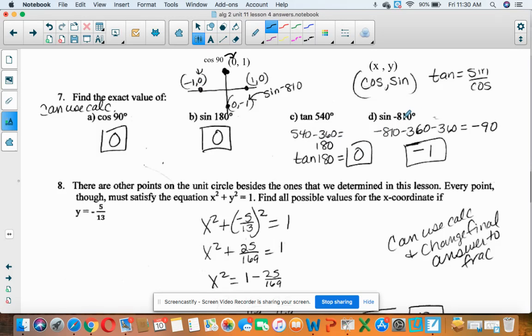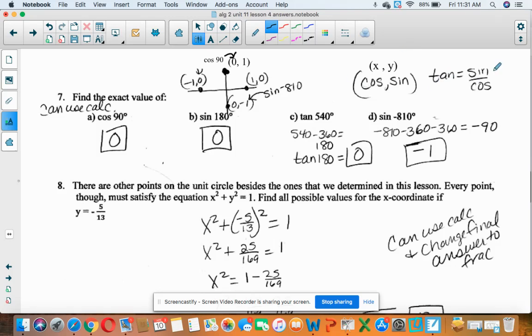And sine of negative 810, so I am subtracting 360, and that's really the same thing as negative 90. Negative 90 is right here at 270, right? Going 270 positive is the same as going negative 90 in the clockwise direction. So this right here is the sine of negative 810, and the sine is the y coordinate.